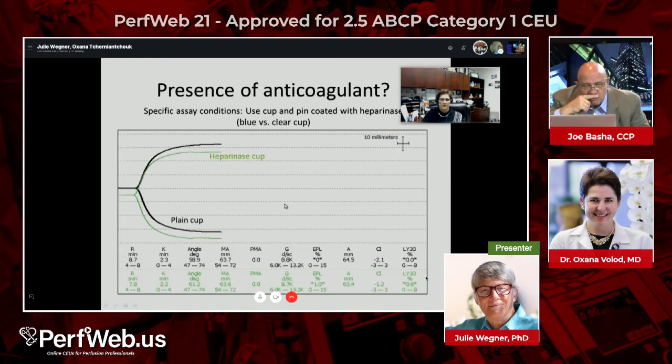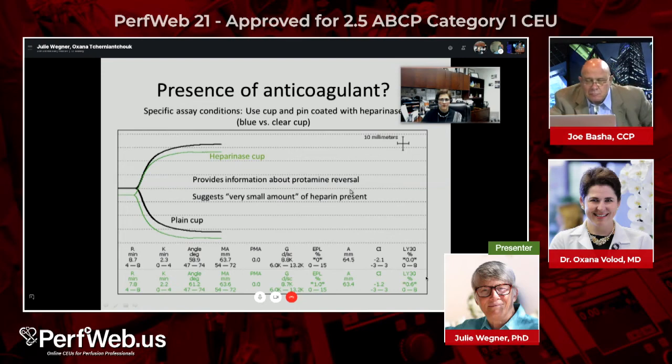So this is showing you the plain cup, which is without heparinase, and the green tracing, which is the heparinase cup. And then you get factor results for both of these tracings. This provides information about whether or not you reversed your protamine. But in this instance, it suggests that there's a very small amount of heparin present. The main reason is that the R value for the heparinase cup is less than the R value for the plain cup, suggesting that there's a little bit of heparin on board.